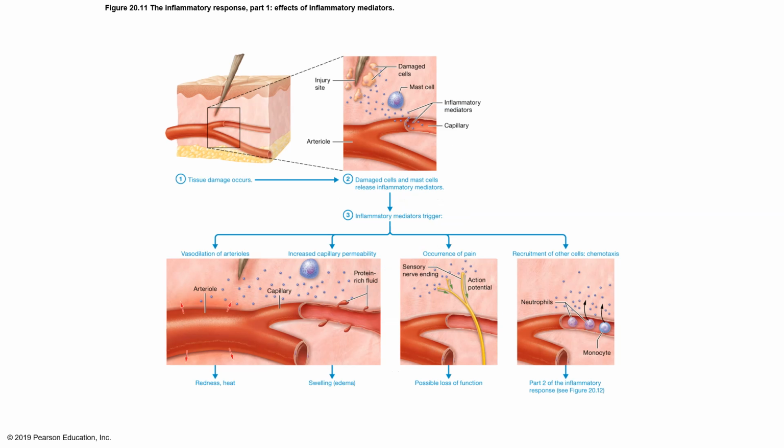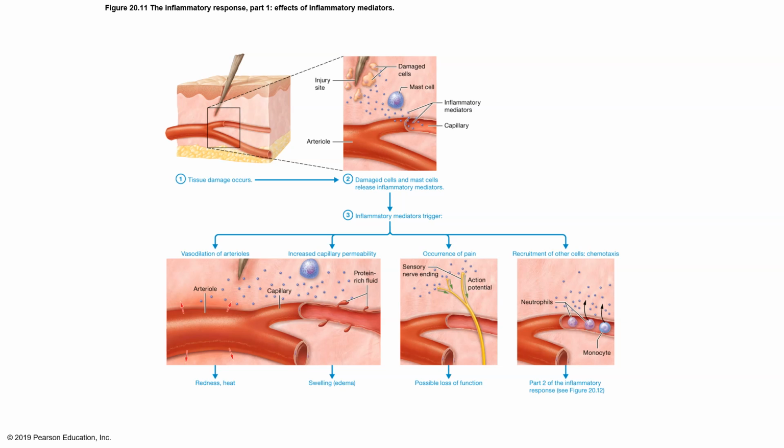So what happens in that second line of defense, inflammation, it basically refers to the cardinal signs of inflammation, like redness or heat, swelling, edema, possible loss of function and pain, and recruitment of the other cells, chemotaxis. Okay. So let's say you've had tissue damage occurring, let's say a thorn has pierced your epidermis, your skin, and it's reached the tissue area.